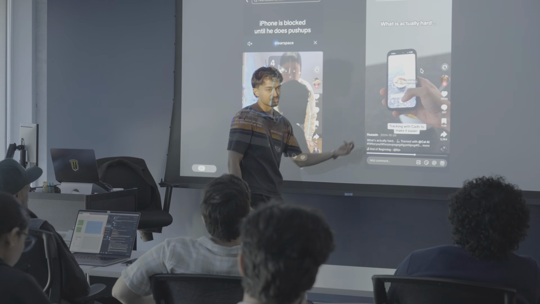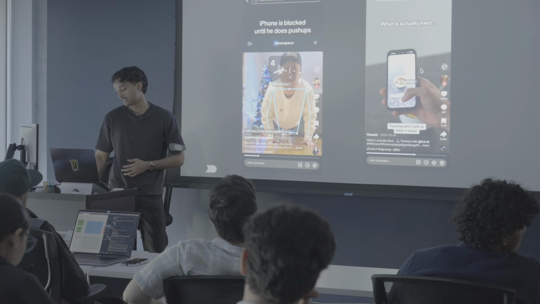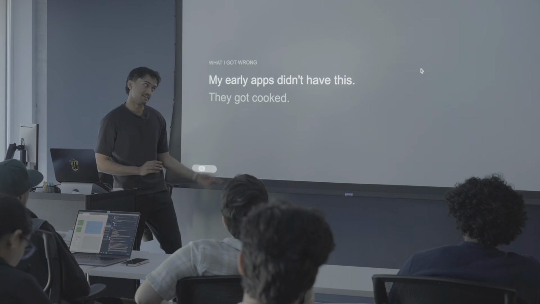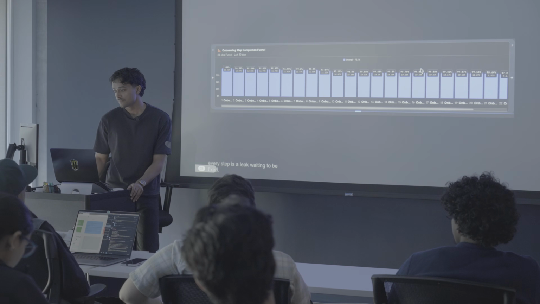Over here, it's very simple. You just take a picture of the food and then it uses AI magic to tell you how many calories there are. Yeah, so you definitely need one screen like that. And I didn't do this in the past, and my apps all got cooked. So highly, highly recommend you guys do that.